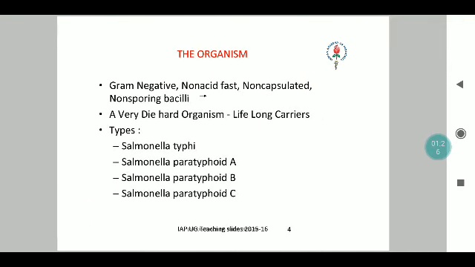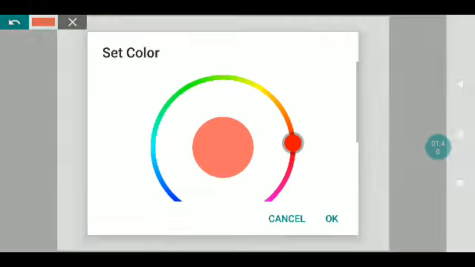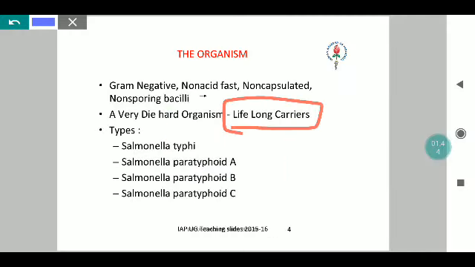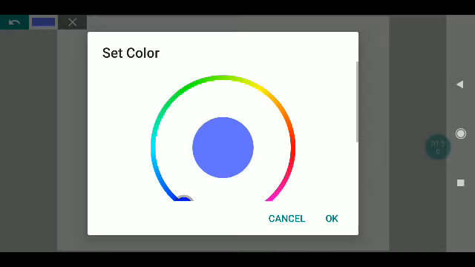Now coming to the organism, we know that it is a gram-negative, non-acid fast, non-capsulated, non-sporing bacilli, and it is a very die-hard organism of sorts, which effectively means that the individual becomes a lifelong carrier. If you see the subtypes of the typhoid organism, it has 4 subtypes: Salmonella typhi. Paratyphi again has 3 subtypes, A, B and C respectively.